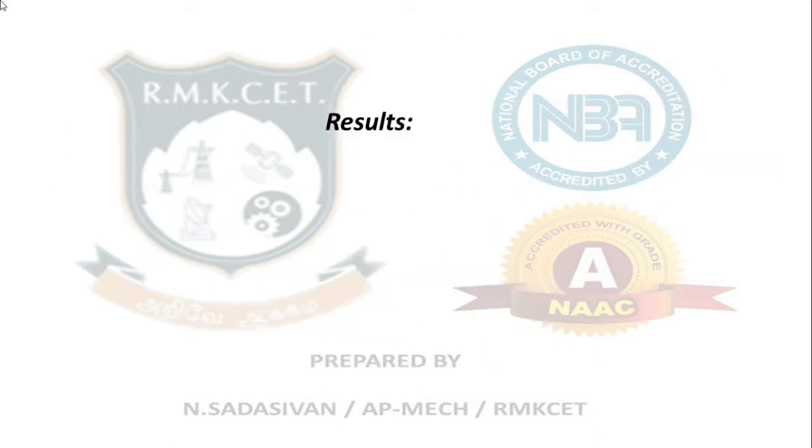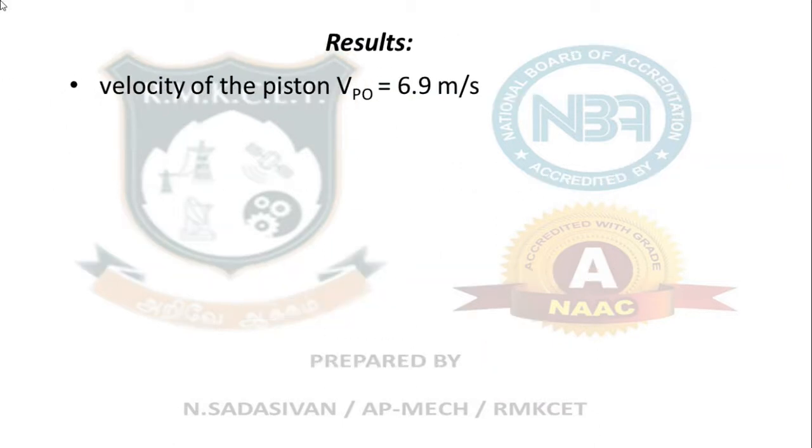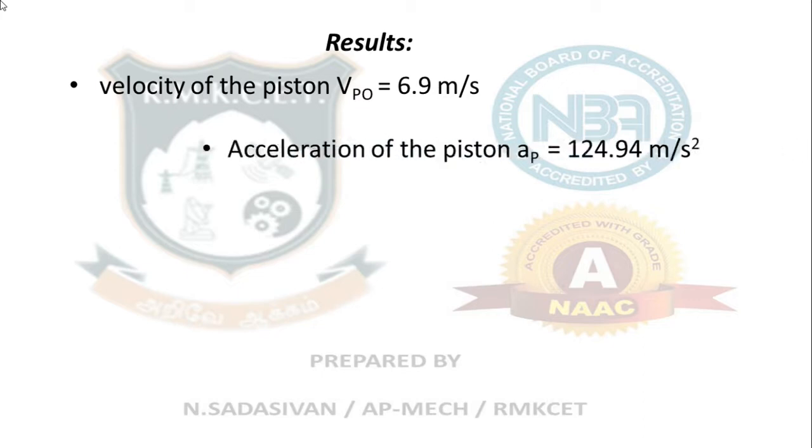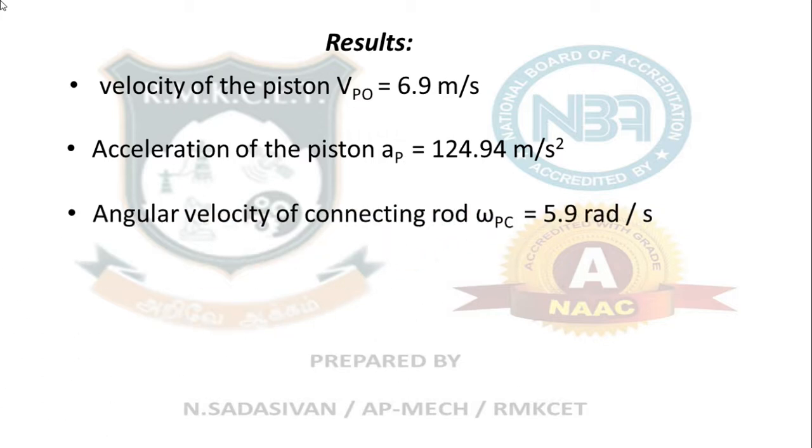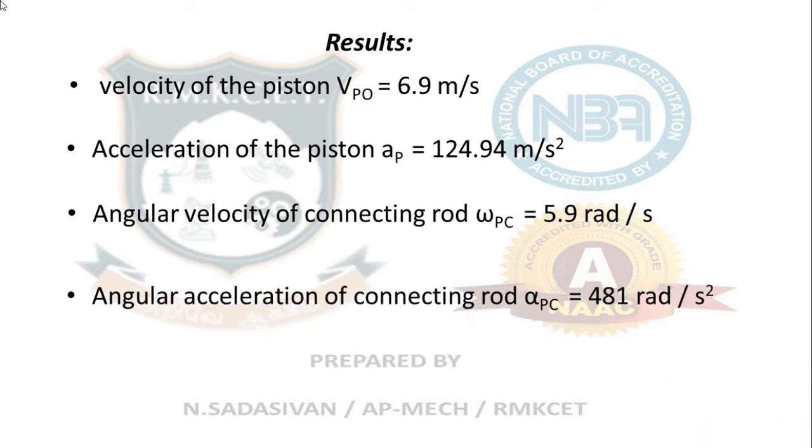Let's summarize the results. The velocity of the piston when theta is 60 degrees is 6.9 meters per second. At the same position, the acceleration of the piston is 124.94 meters per second square. The angular velocity of the connecting rod at theta equal to 60 degrees, omega PC, is 5.9 radians per second, and at the same crank position, the angular acceleration of the connecting rod, alpha PC, will be 481 radians per second square.